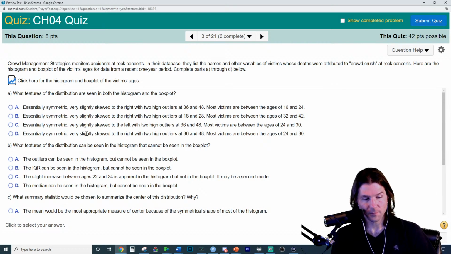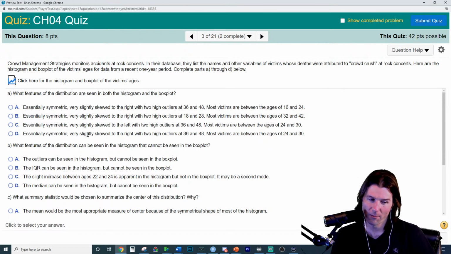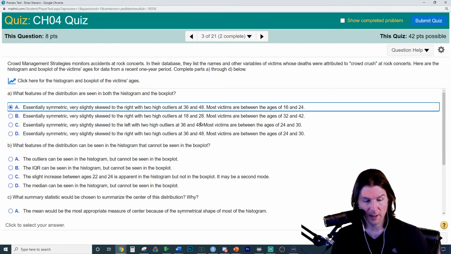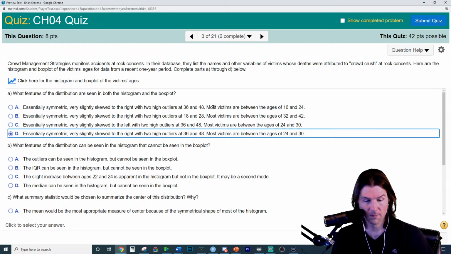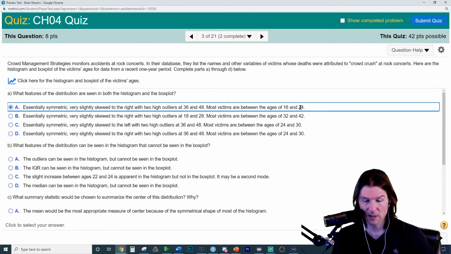Let's see what it says. Essentially symmetric. Well, they all say essentially symmetric. It's definitely got right skew, and we do see the outliers. So it's between these two right here. And most victims are between 16 and 24.